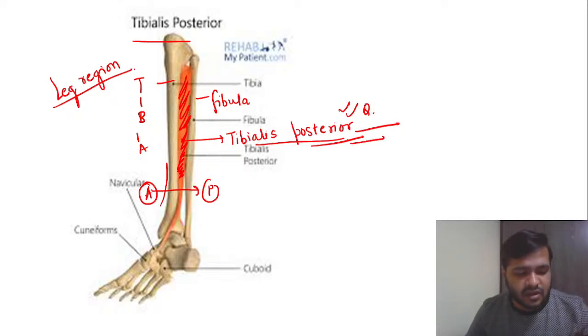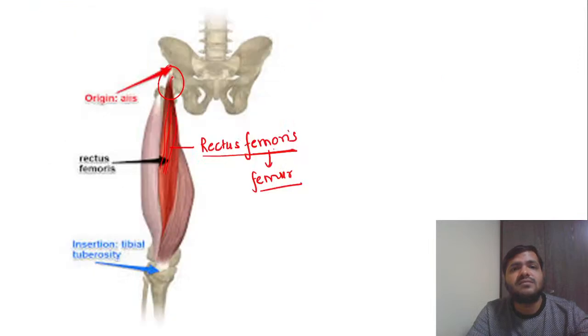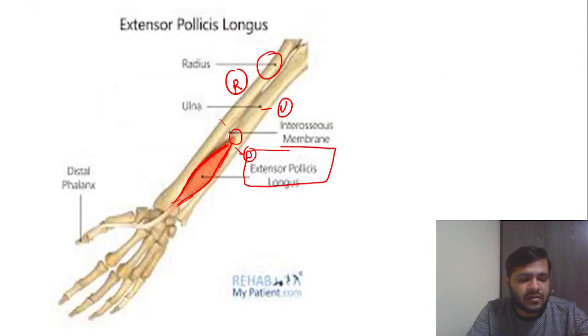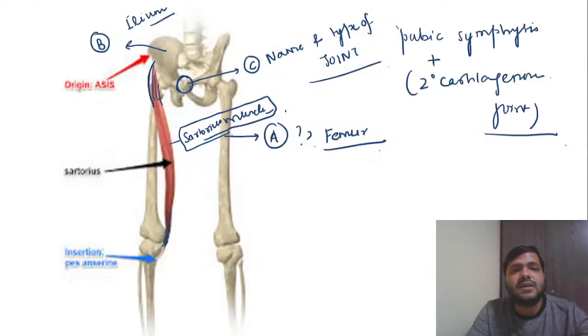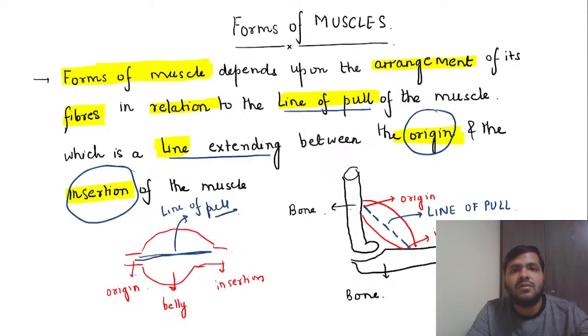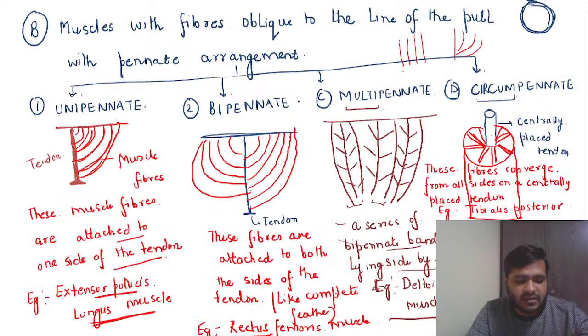I hope this is clear to each one of you. So guys, just give me a thumbs up that this particular part is clear. We have discussed the A and the B part, and now I'm going to start with the C part.